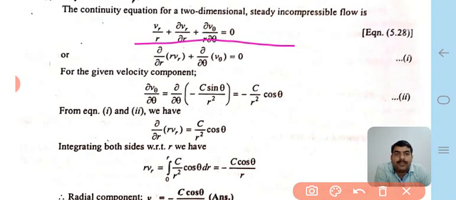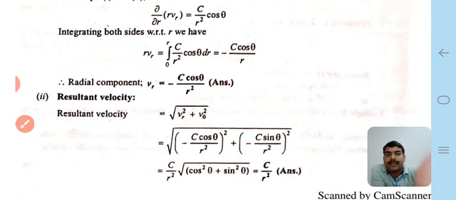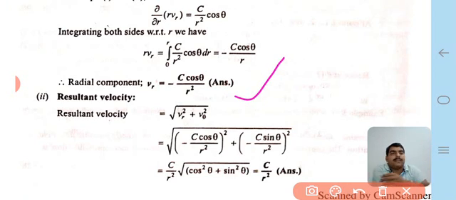Therefore, putting all these above values, we have the velocity component v theta is minus c upon r square sin theta. From both equations, putting all these values, equating both sides and integrating both sides of the equations, we get the constant c, and therefore the radial component of the velocity Vr is equal to minus c cos theta upon r square.